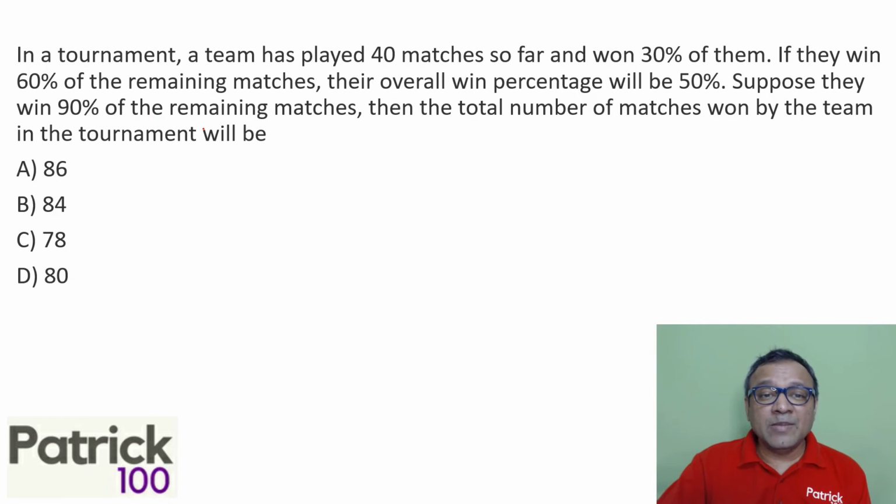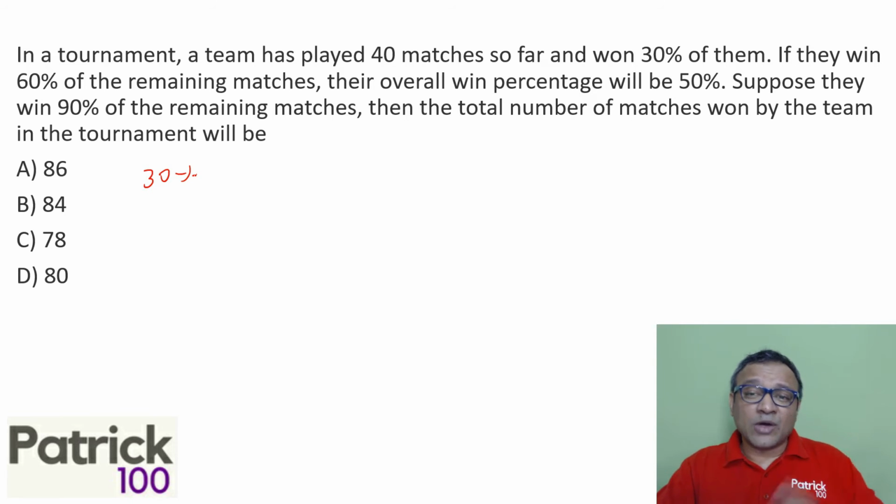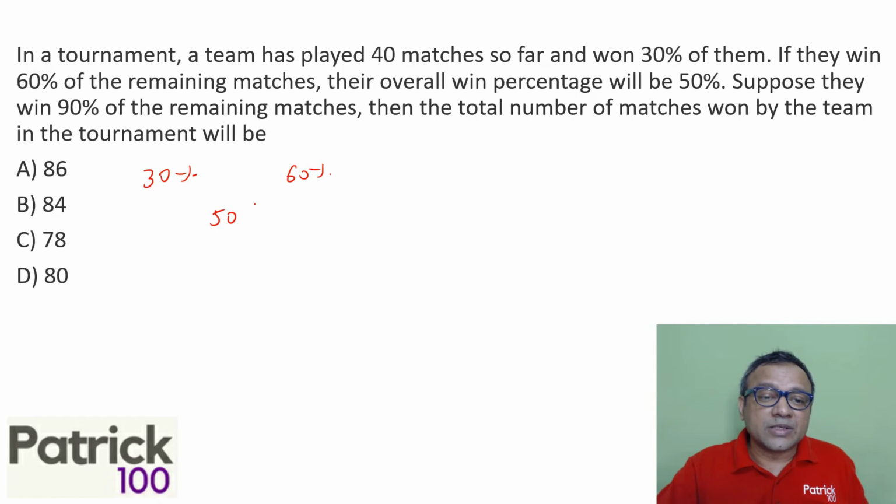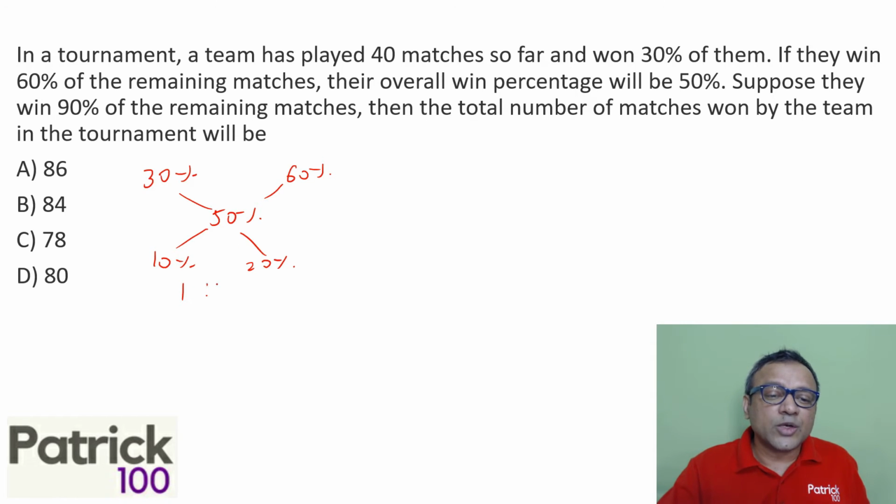In a tournament, a team has played 40 matches so far and won 30%. We have used alligation in one of the previous sums. Again, here we can use alligation where you're mixing 30% and 60% to get 50%. Be comfortable with alligation. So here you get 10% and 20%, which is a 1:2 ratio.